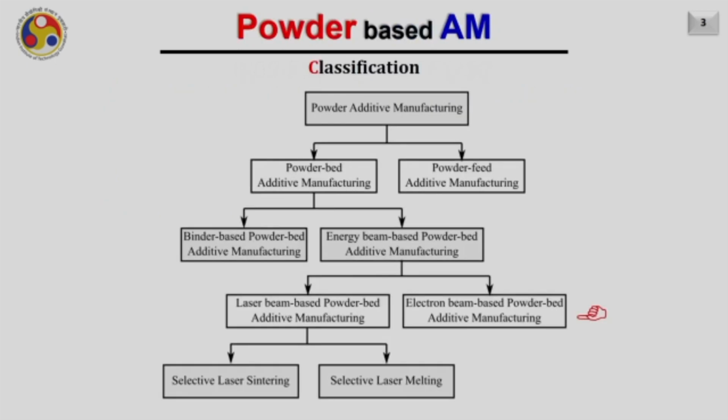If you recall this classification for powder additive manufacturing, it is divided into two categories: one based on powder bed processes and another on powder feed based processes. We already discussed powder feed based processes, and the powder bed can be further divided into binder based processes or energy beam based processes. The energy beam based processes could be of two types, either laser beam based powder bed AM technologies or electron beam based powder bed AM technologies. We have already discussed the laser beam based powder bed technologies, in which we covered SLS and SLM, and now today our focus will be on electron beam based powder bed additive manufacturing.